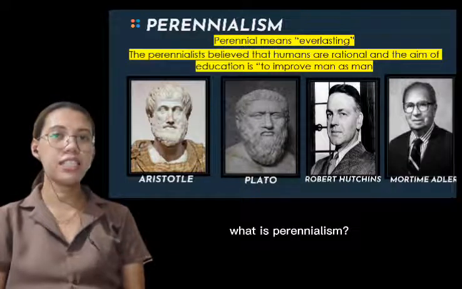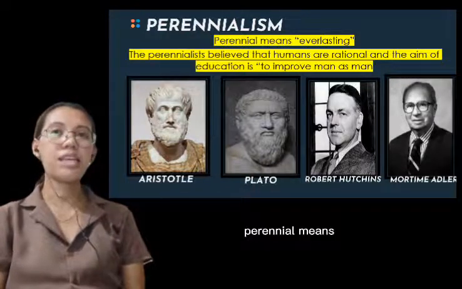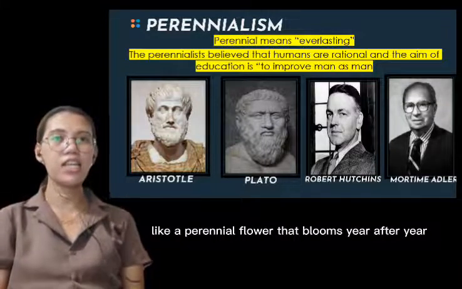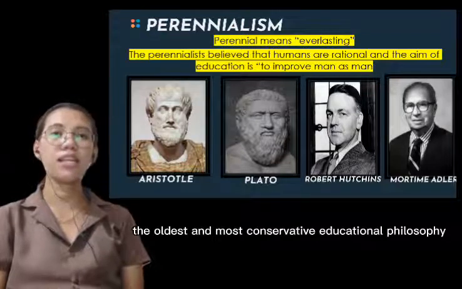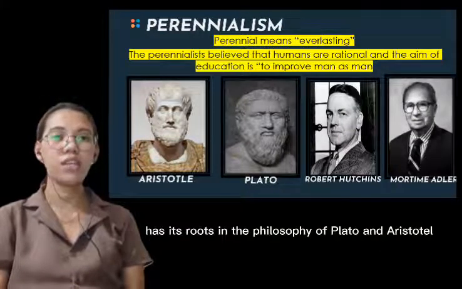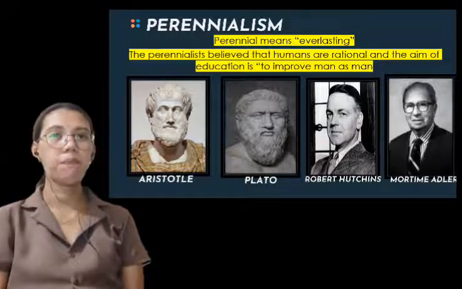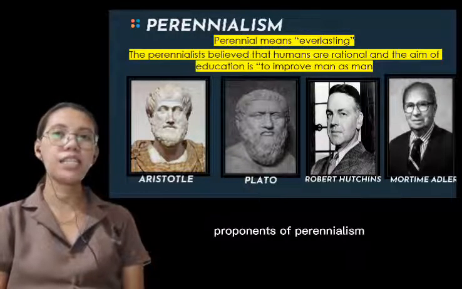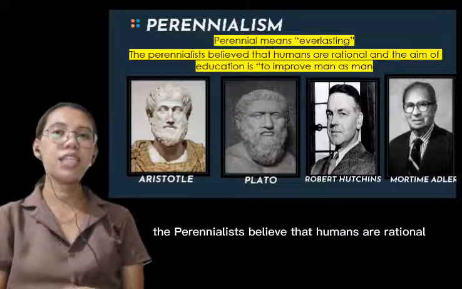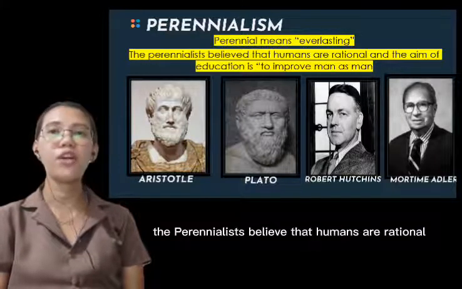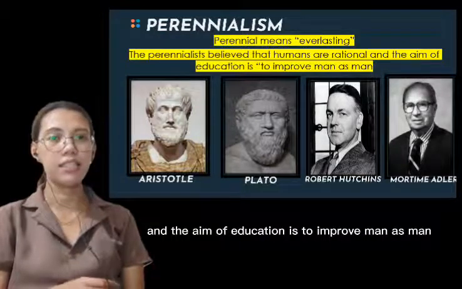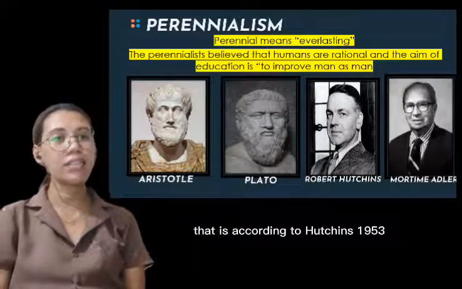What is perennialism? Perennial means everlasting, like a perennial flower that blooms year after year. Perennialism, the oldest and most conservative educational philosophy, has its roots in the philosophy of Plato and Aristotle. Two modern-day proponents of perennialism are Robert Hutchins and Mortimer Adler. The perennialists believe that humans are rational, and the aim of education is to improve man as man. That is according to Hutchins, 1953.